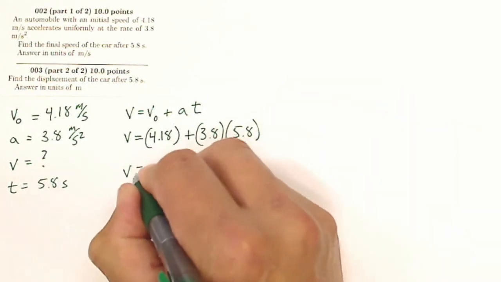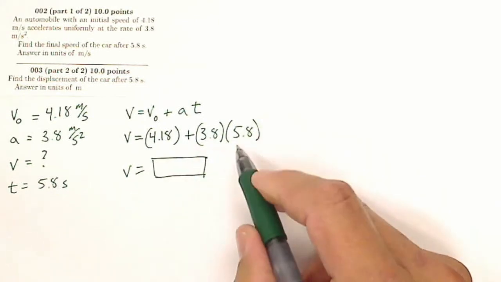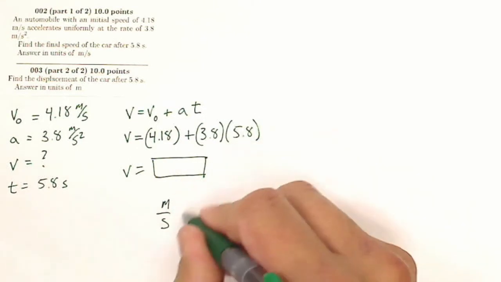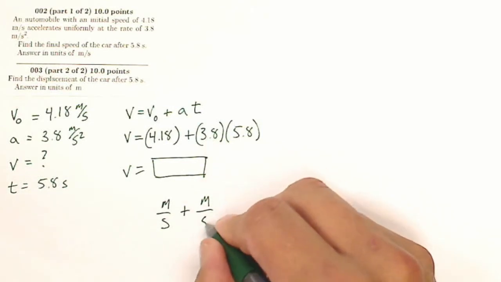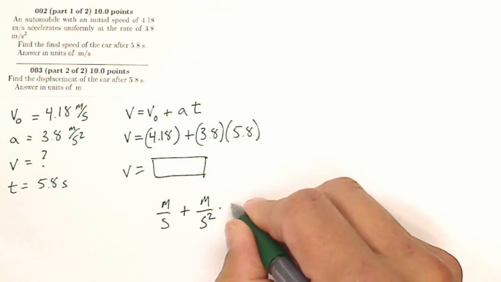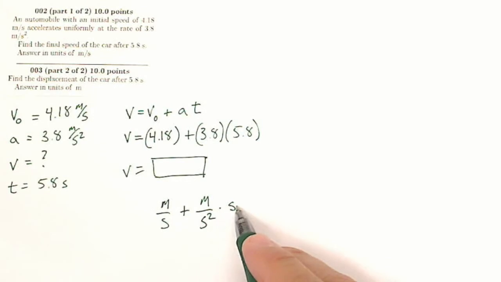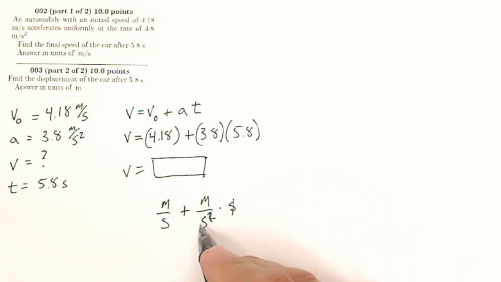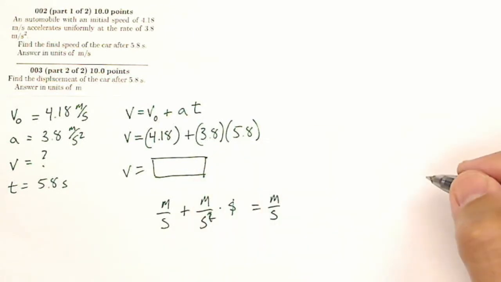So my final velocity is going to be this plus the product of these two, and that will give you your answer. The units here: this velocity is 4.18 meters per second, and I'm adding to it 3.8 meters per second squared times 5.8 seconds. Well, this is meters per second. This one is meters divided by seconds squared times seconds. You can see that this seconds cancels out one of these. So the 2 goes away, the seconds goes away. So I'm going to get meters per second plus meters per second is going to give me meters per second. So the units are going to work out.